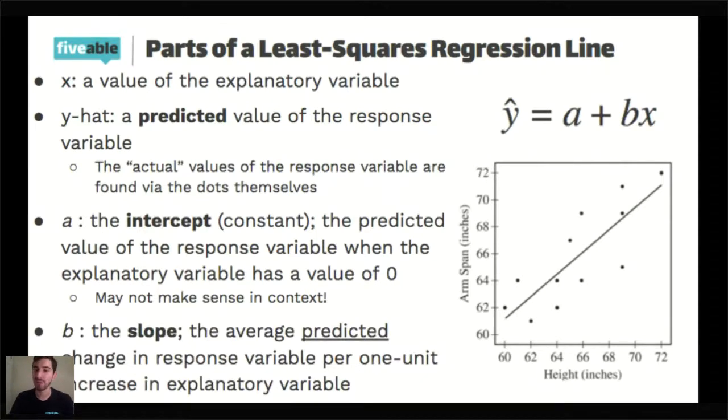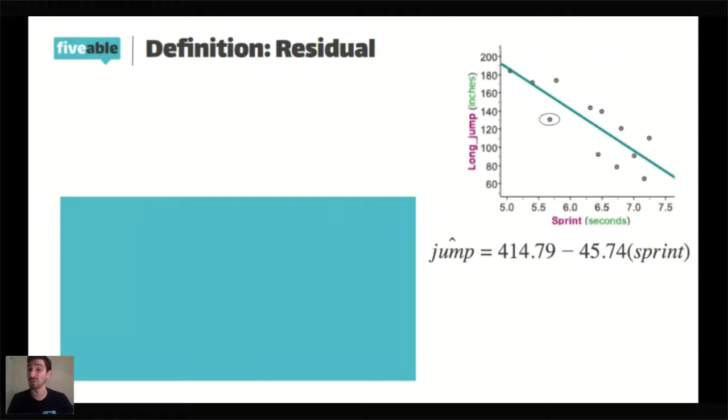We do a pretty deep dive into those two, intercept and slope, in part 2 of this. So if you're looking for a little bit more review of that, you'll definitely want to check that out after this video. The other thing we did in part 2 is defined residuals.